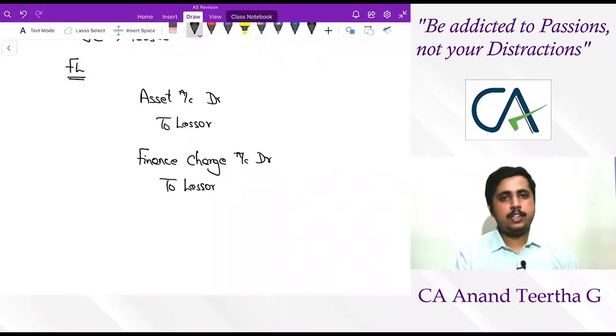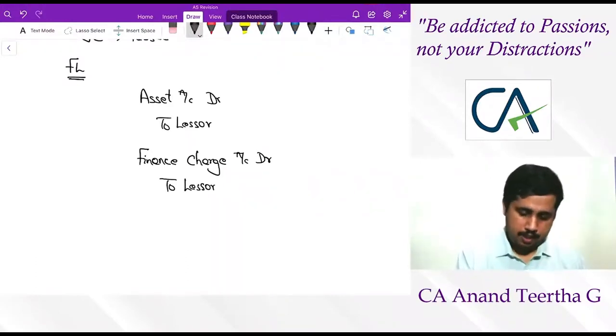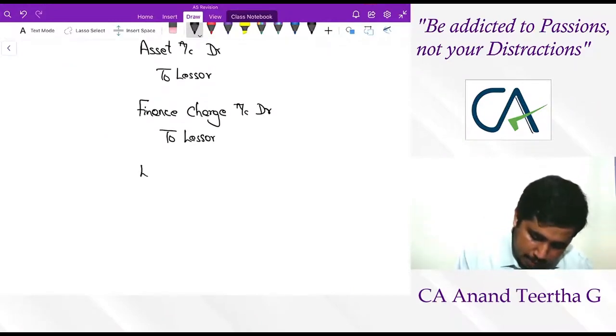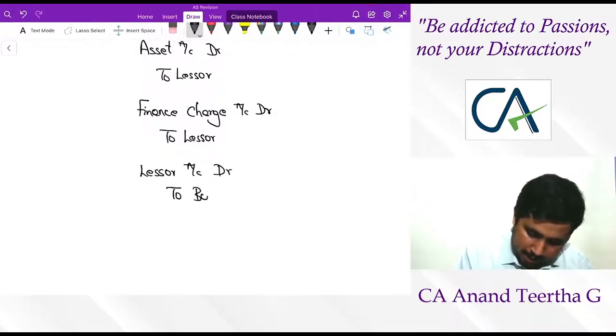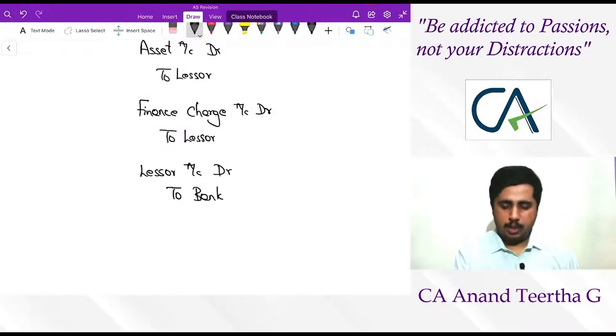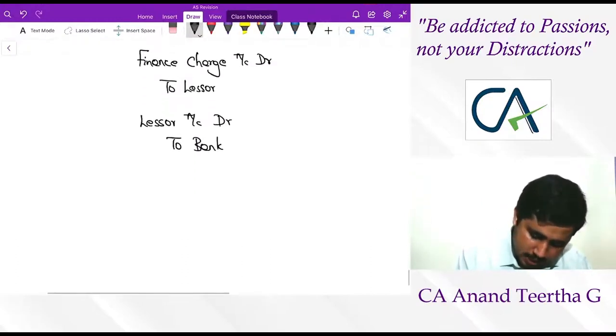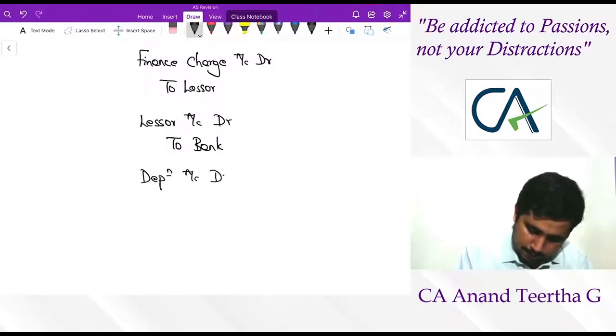This is recognition of finance charge at the end of the year. Then lessor account debit to bank account. This is payment of lease rentals. Then depreciation account debit to asset account.